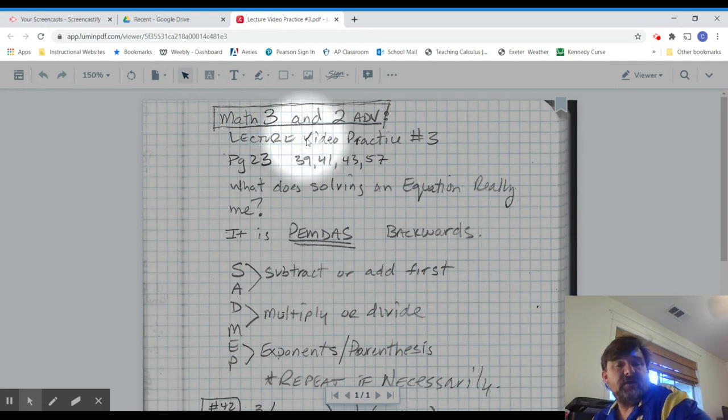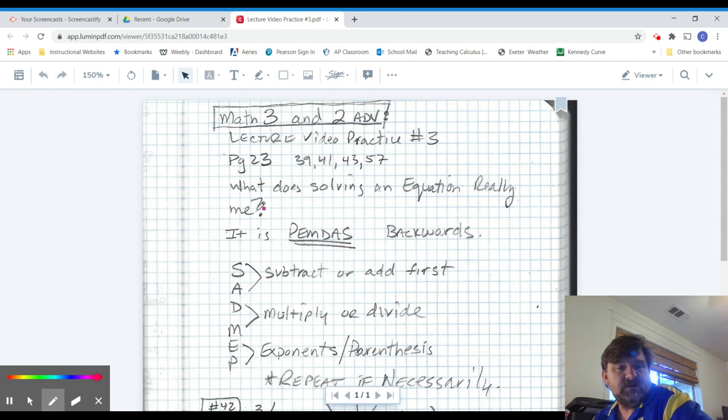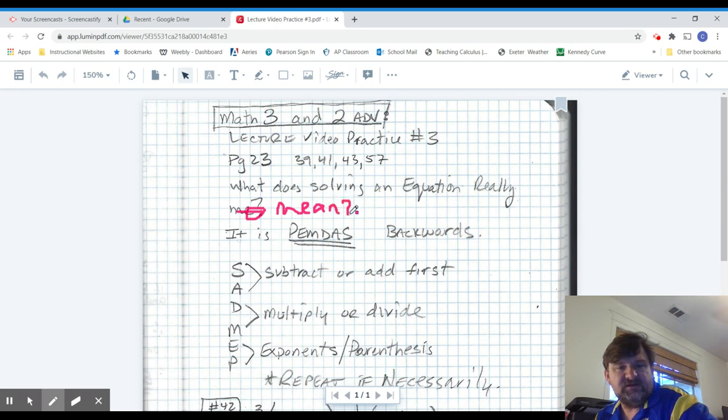So we have lecture video practice number 3. Page 23 is our assignment that goes with it. What does solving an equation really mean? Let's see if I can write that better. Mean. Hey, it's legible. Not good, but it's legible.